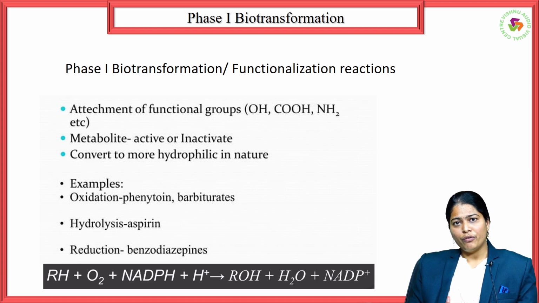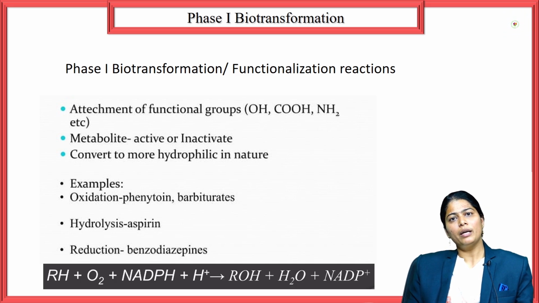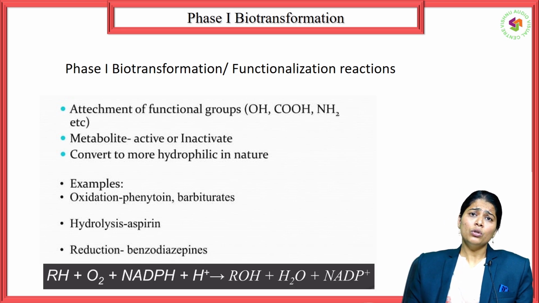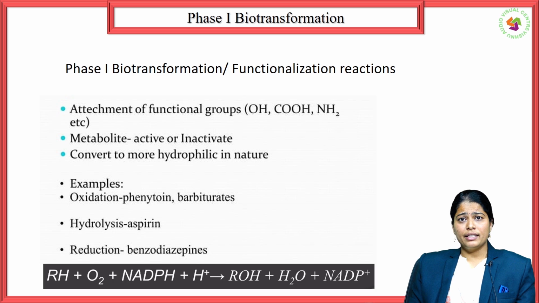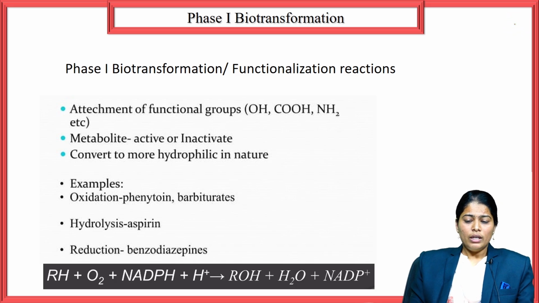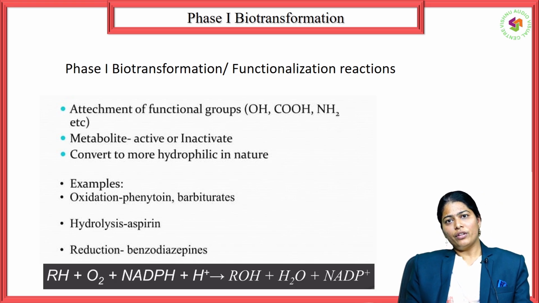Examples of different varieties of drugs which undergo phase 1 reactions are: for oxidation, phenytoin and barbiturates, which are prone to phase 1 and convert into water-soluble compounds. For hydrolysis, the drug aspirin undergoes the hydrolysis reaction in phase 1 biotransformation and is converted into a water-soluble form. And in reduction reactions, benzodiazepines, which are mainly used for cerebral diseases, are converted into water-soluble compounds in phase 1 metabolism. So these are the main steps involved in phase 1 metabolism.